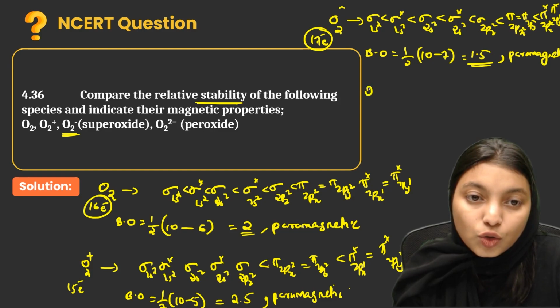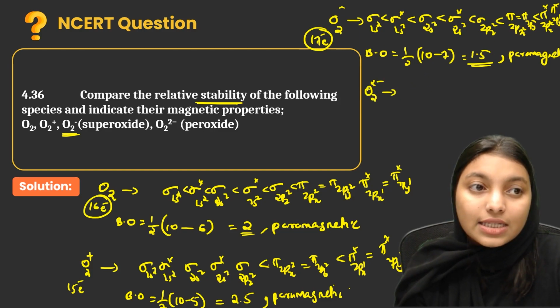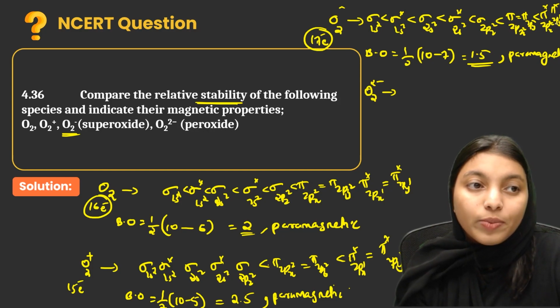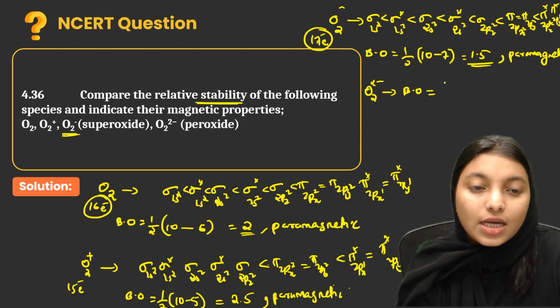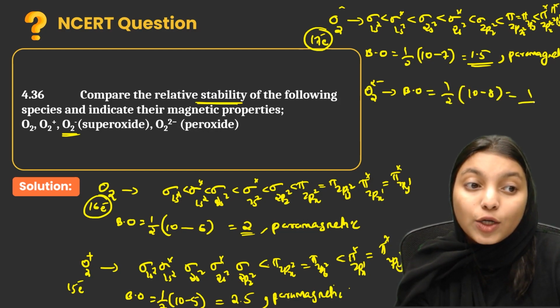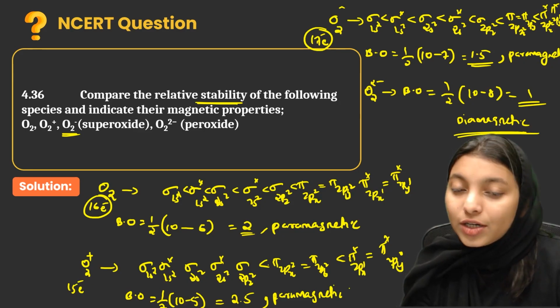Now moving on to O2 2 minus. O2 2 minus will be like, sigma, pi star 2px2 equal to pi star 2py2. So we can write the bond order is equal to half into 10 minus 8, which is equal to 2 by 2, equal to 1, and it is diamagnetic. Clear? I hope you understood this one.